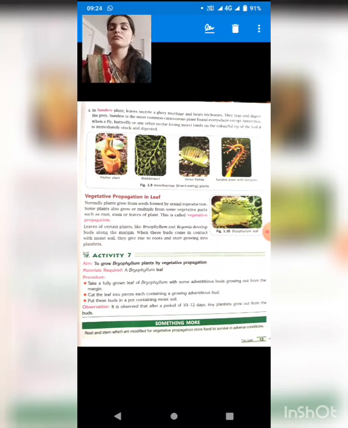Okay, students, this chapter is completed. Try to do the checkpoint which is present in between the chapters. For example, one checkpoint is given at the top of page number 14. You have to do that on your own. If you are not able to do it on your own, tell me, I will send it to you.